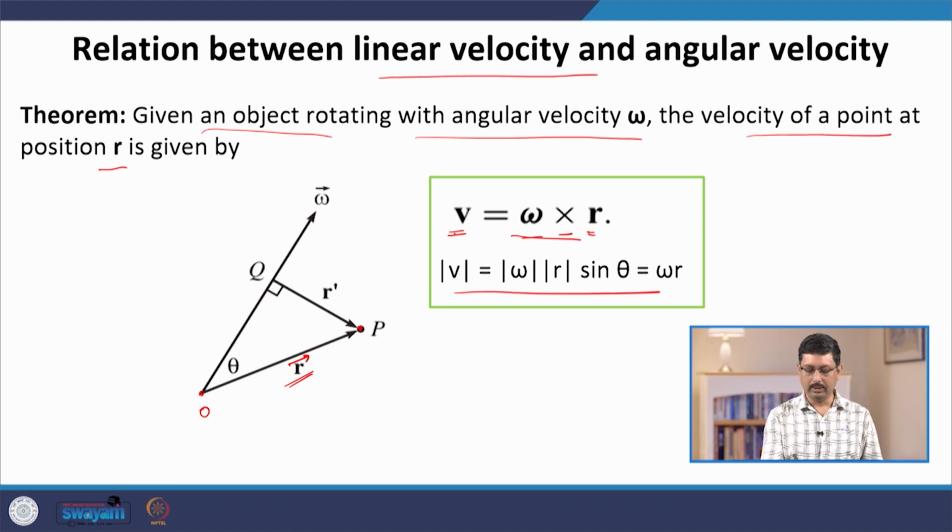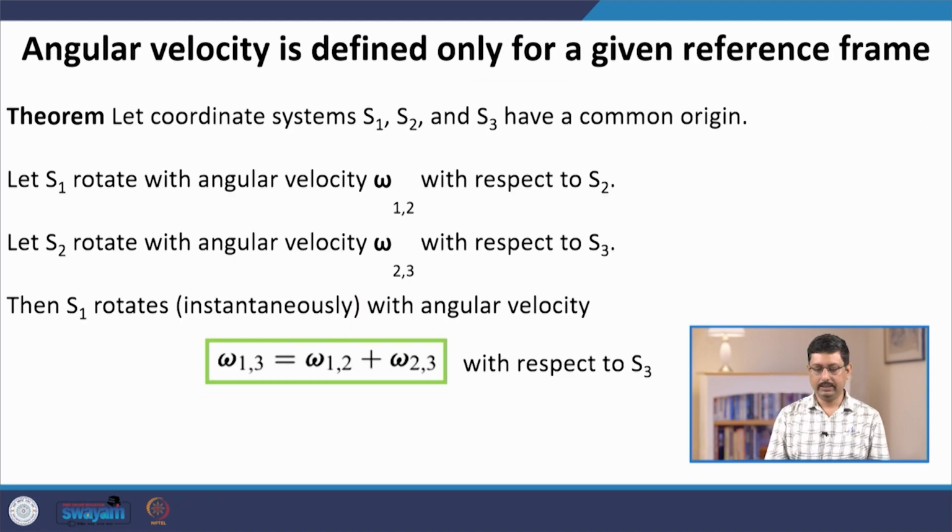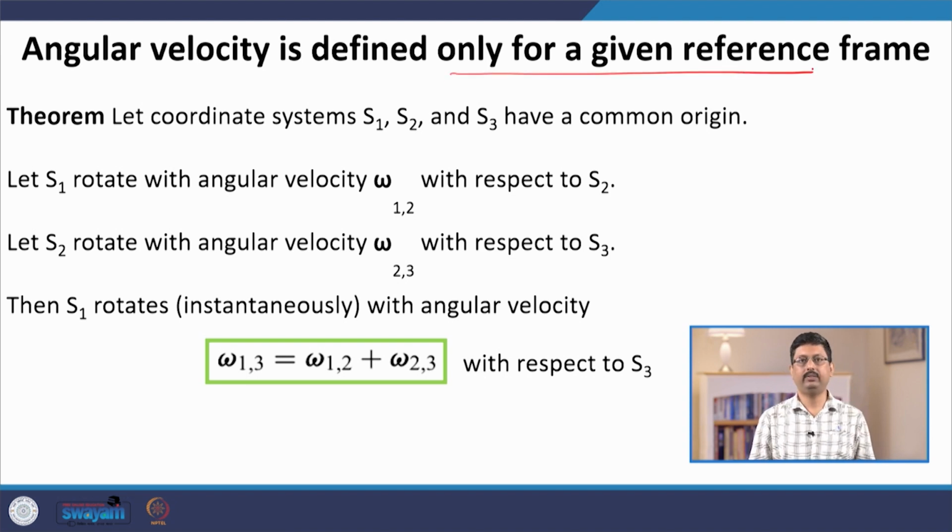So, the linear velocity is the cross product between the angular velocity and the position vector. So, that defines the angular velocity. Now, here is one important point to note, that angular velocity is defined for a given reference frame. So, you have to specify the reference frame when you specify the angular velocity.